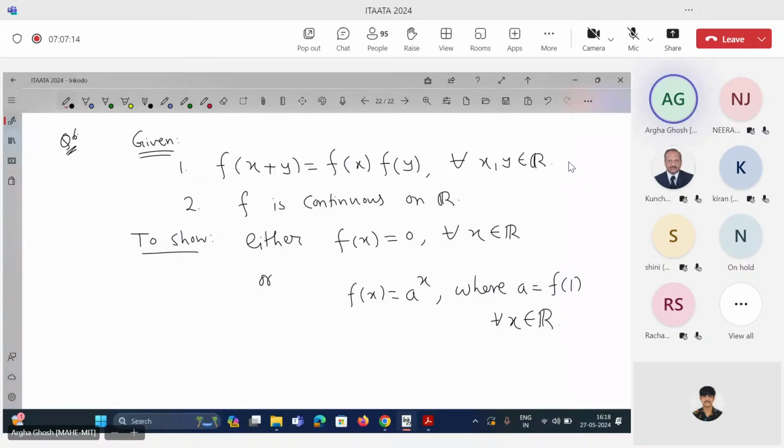I think the first thing you can show very easily is that f of x equals 0. Did you get that part? f of x equals 0 for all x. Okay, good.